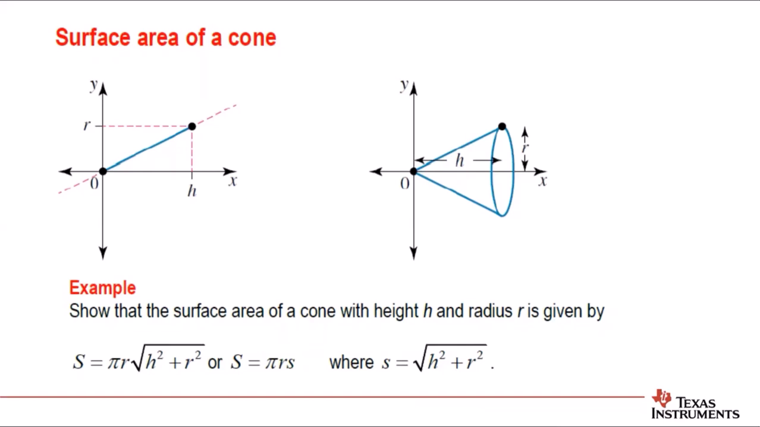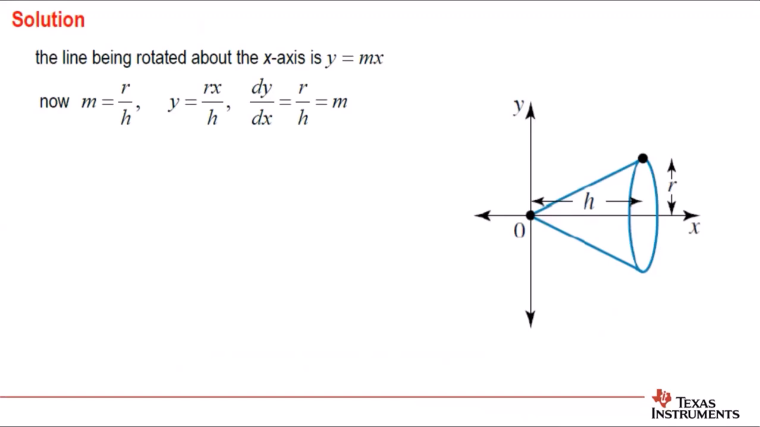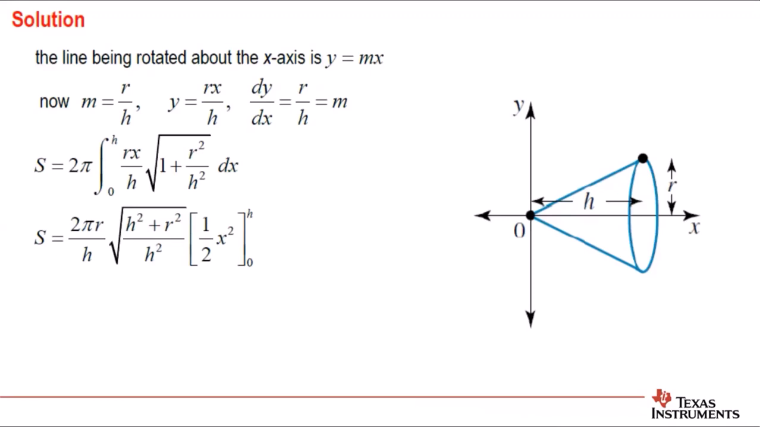All right, so this is fairly easy. If I want to rotate that line about the x-axis, what's the equation of that line? The equation of that line is just y equals mx, where m is the gradient, and the gradient of that line is m equals r over h. Now the nice thing here is that dy/dx, or the gradient m, which is r over h, is just a constant. So in my formula for y, which is rx on h, times the square root of 1 plus dy/dx all squared, that really is a constant.